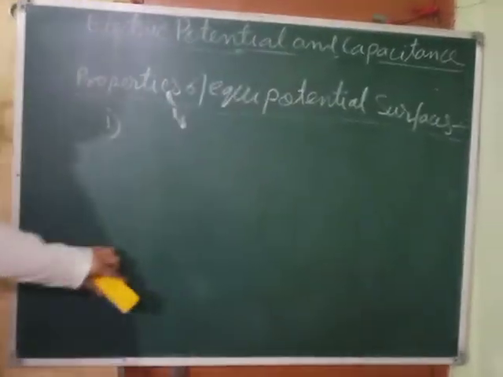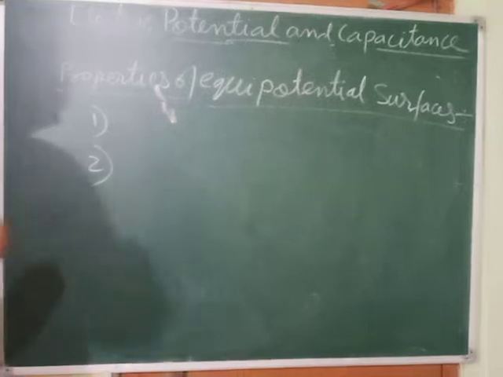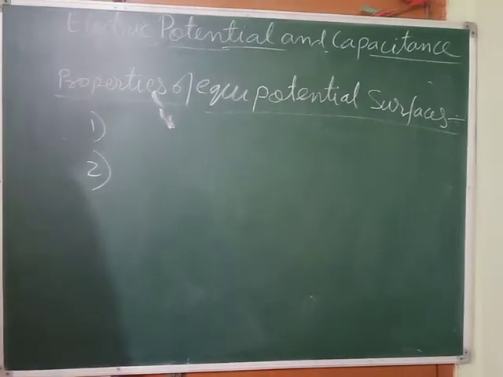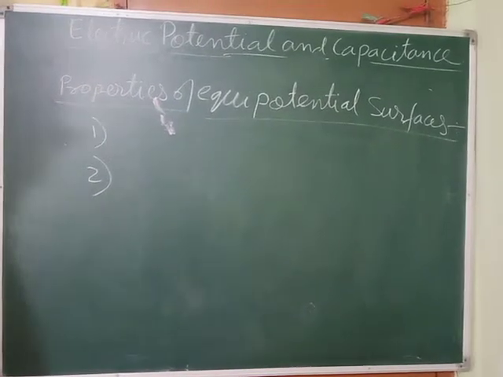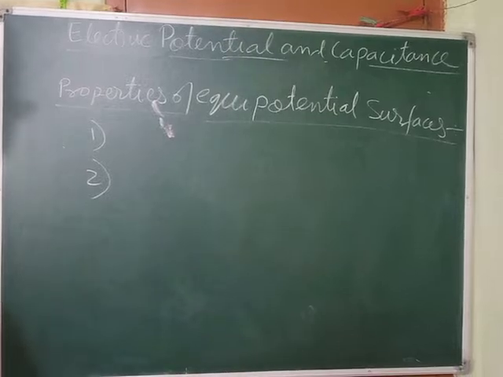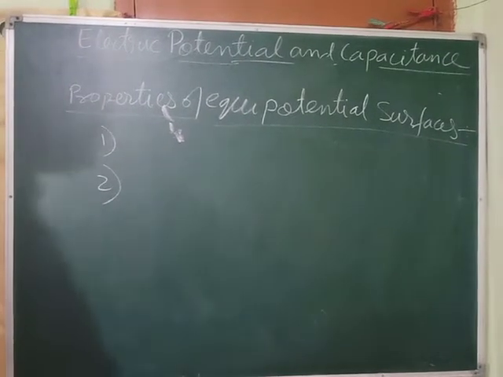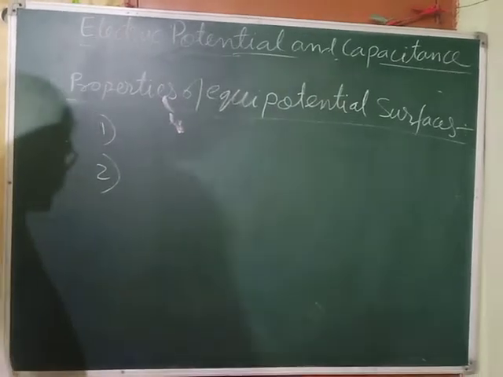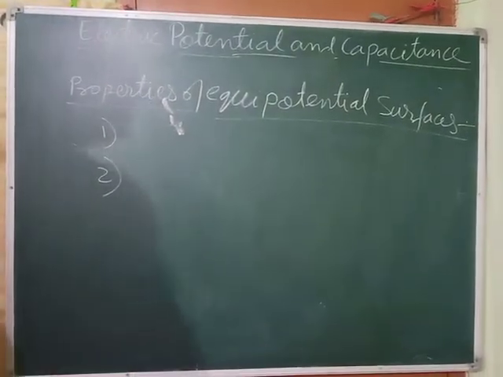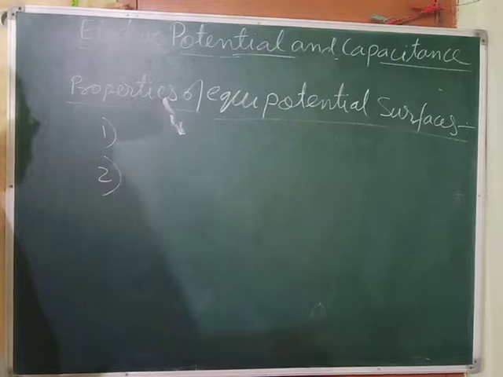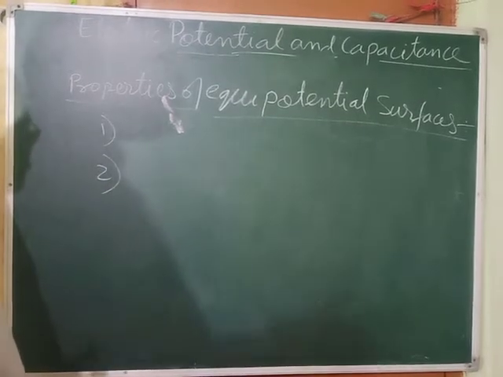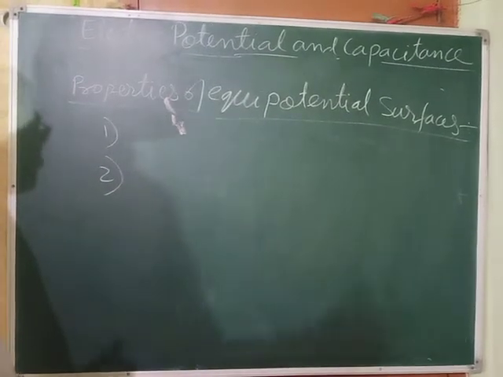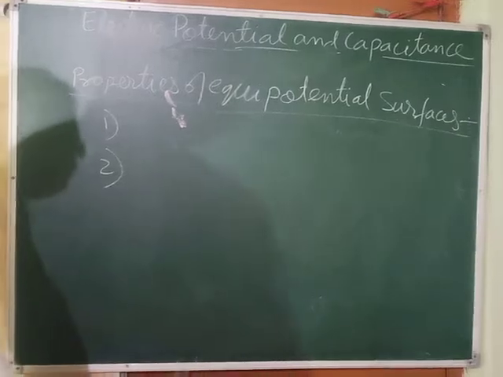That is the second property. Property number 2. So start writing. Electric field is always normal to the equipotential surface. Electric field is always normal to the equipotential surface.